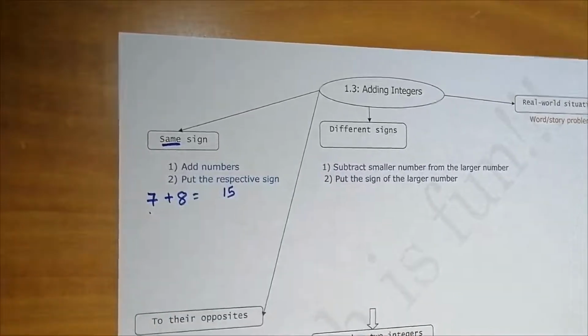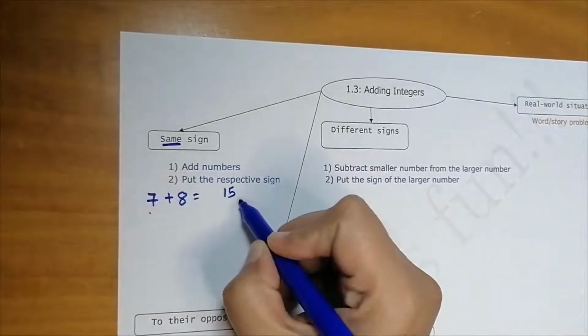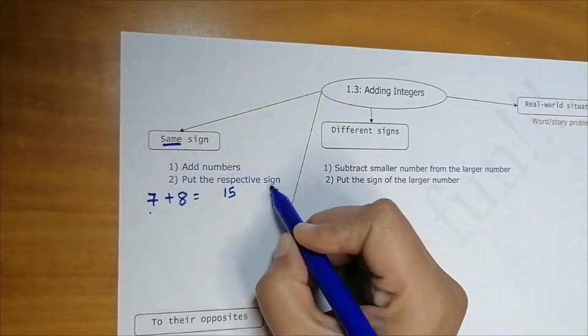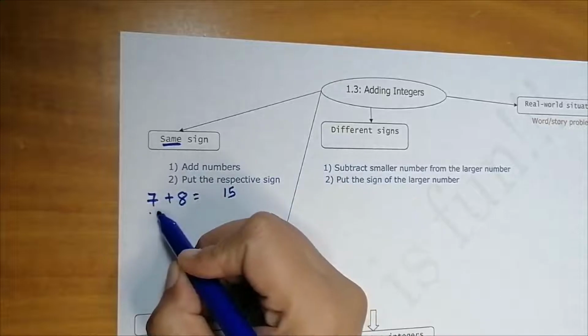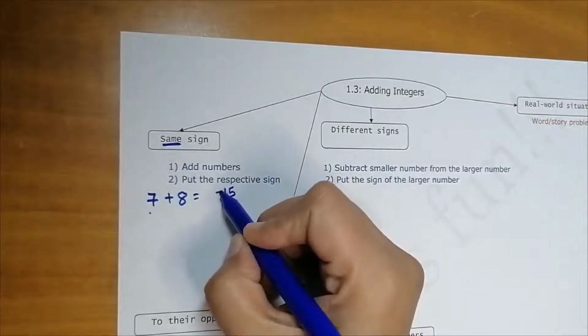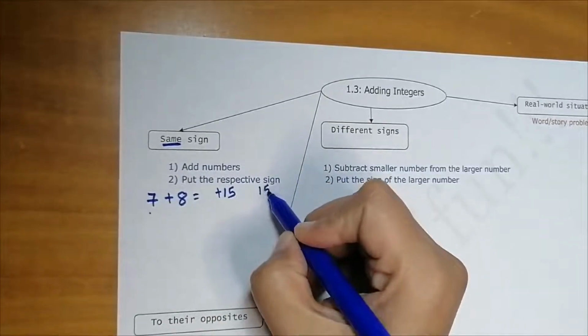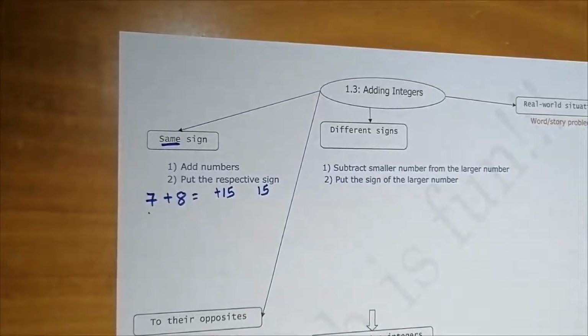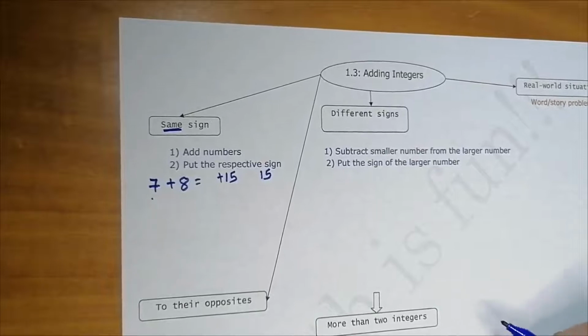And what is the sign here? So we added the numbers. That's the first step. And what do you do? You put the respective sign. So what's the sign here? It's plus. So it's plus 15 or simply 15, right? Because usually when it's positive, we don't put the sign. Okay? Let's try another number.